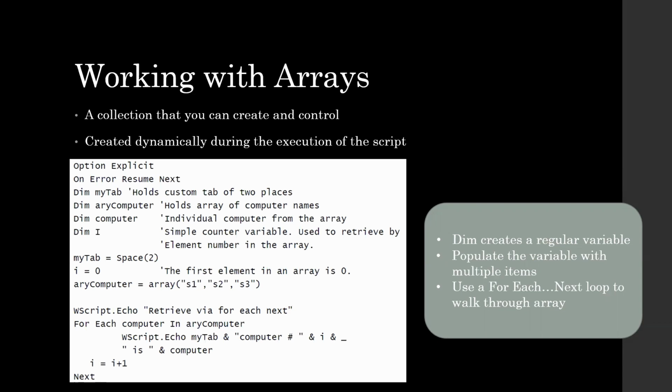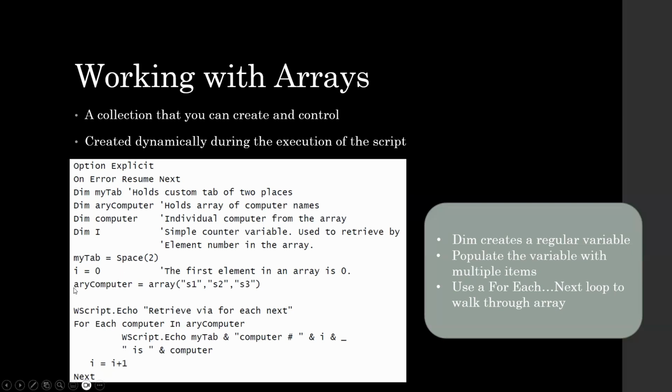So in my example script here, I've got my dim command, which declares my variable. So I've got a dimension aryComputers that's going to just create a regular variable as we've been used to, with the ary at the beginning to indicate that it is an array. Because remember, in VBScript, we have those first couple characters that help indicate what the variable is. Then we're going to populate that variable with multiple items.